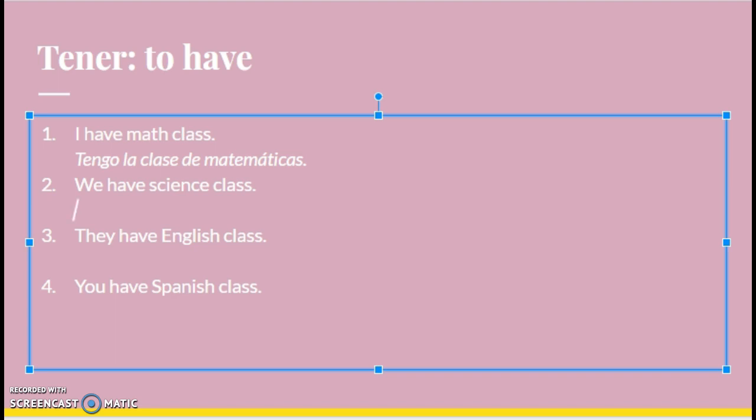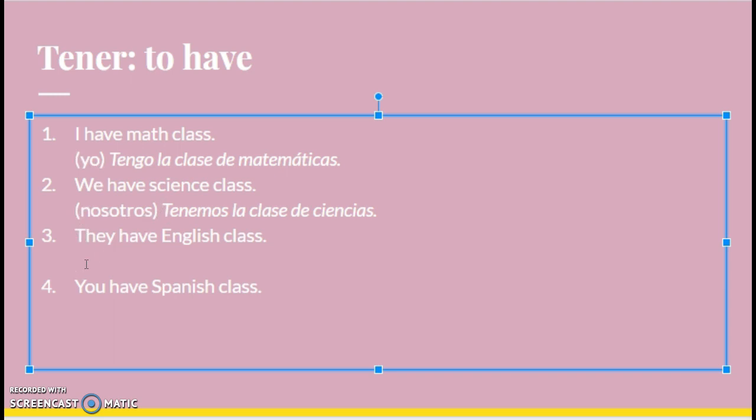Next one, how do I say we have? So a we box is nosotros. So tenemos la clase de ciencias. Perfecto. So you might be wondering, why did I not write yo up here? So I perfectly could have written yo. I'll put it in parentheses. Same thing here on we, nosotros. But remember, in Spanish, we don't always have to include the subject pronouns because conjugating the verbs does that already. So if it helps you, include the subject pronouns. However, it's not required.